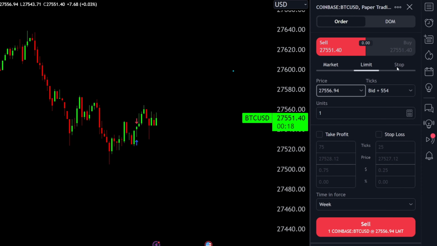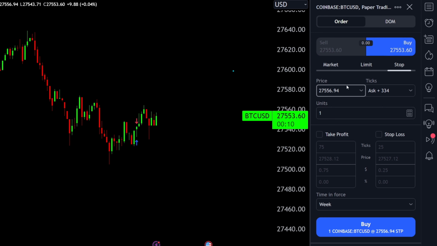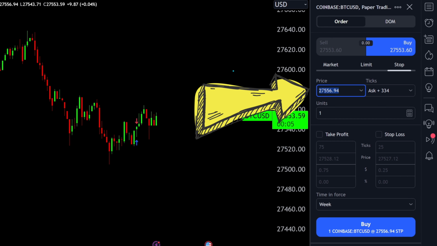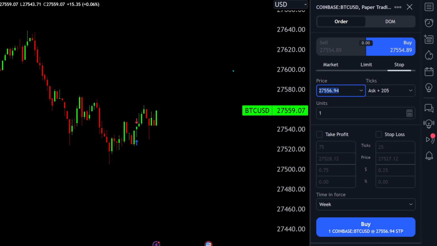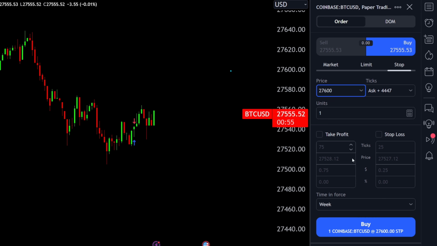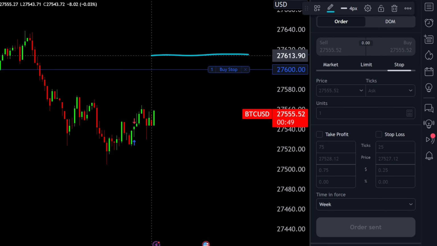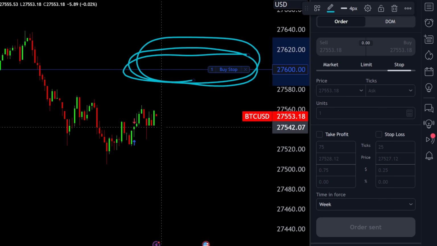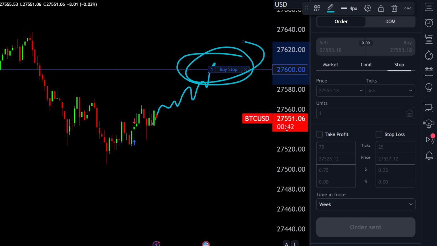So the first thing we want to do now is go here to where it says stop, the stop order type. So we press it right there, and let's start with the buy stop order. And remember, what the buy stop order makes us do is that we choose a level where when the price reaches this level, we buy the asset. So for example, right here, we can set our buy stop at 27,600. We go down here and we click buy to execute the trade. And then you can see that our buy stop order appeared here on the chart. This basically means that when and if the price goes up to this level, we will buy the asset.